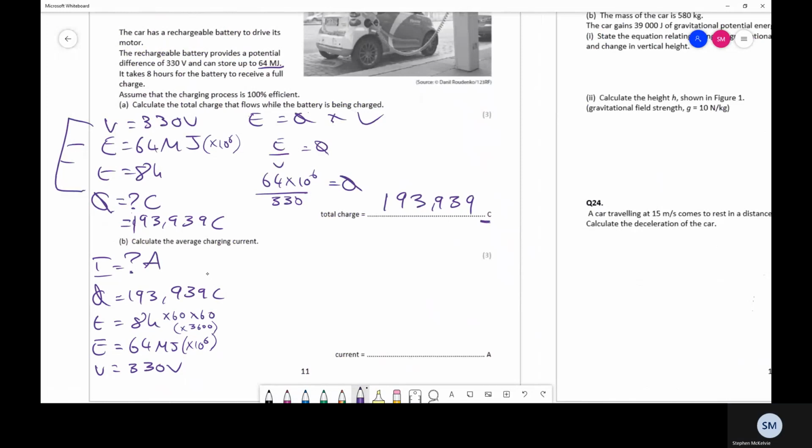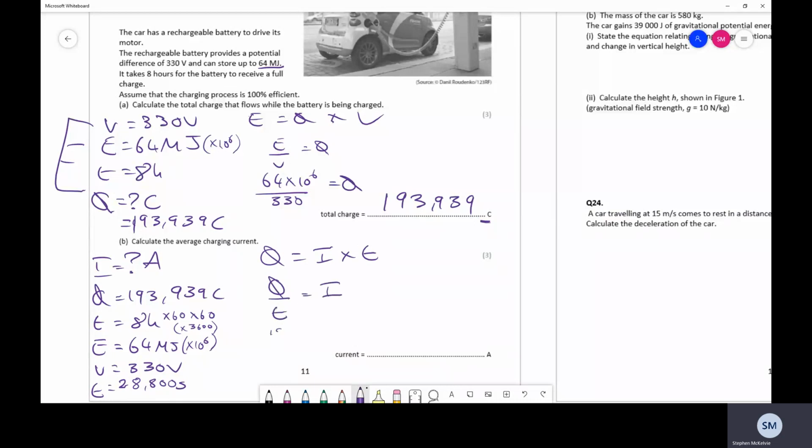I'm actually just going to do that on the side so I don't mess it up. 8 times 60 is equal to 28,800 seconds. So I shall just write that down there, 28,800 seconds. So now I can use whichever equation I want. I'm going to use Q equals I times T. I'm going to divide across by T so I can have I as the subject of the equation.